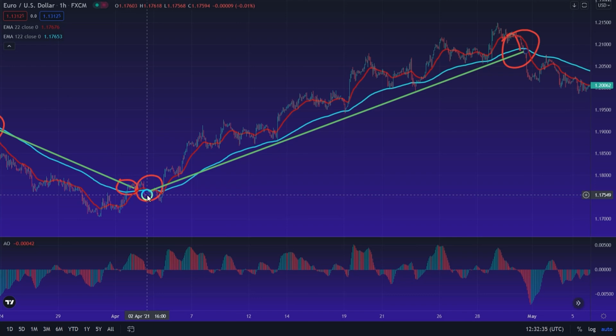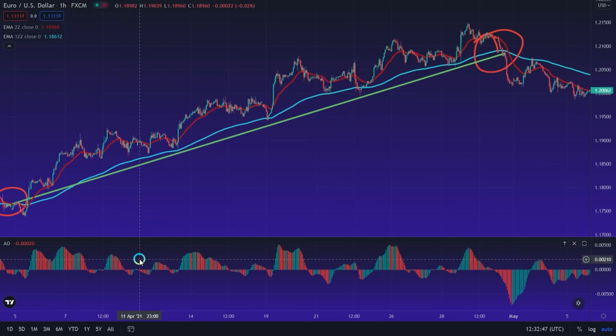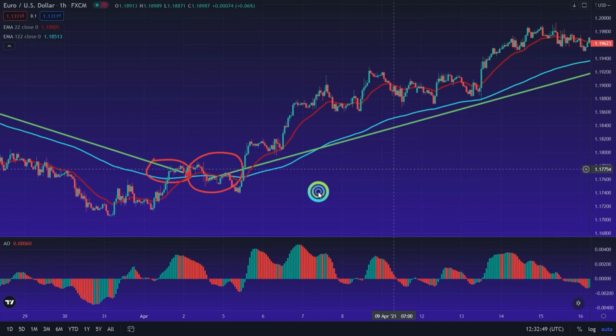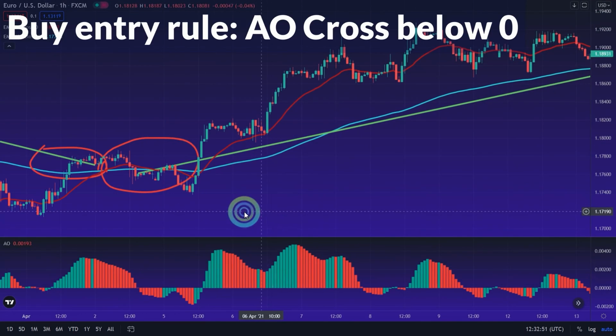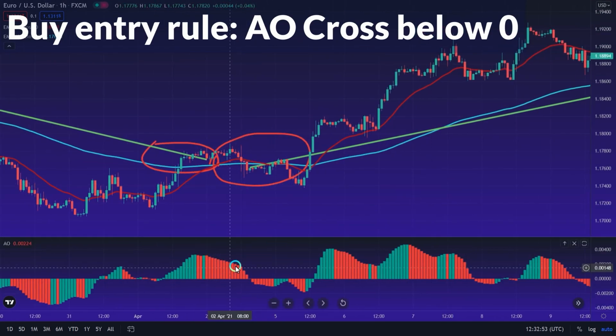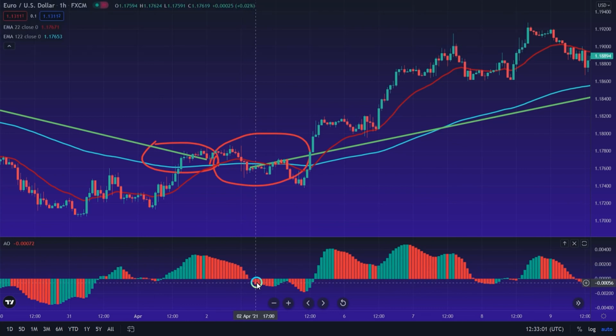So let's see. Here is the EURUSD 1 hour chart, and we will be using an Awesome Oscillator, and we will take a buy trade when the Awesome Oscillator's value crosses below 0.0, so basically the zero line. And as you can see there, it just did that, so we took a buy position, and it turned out to be a really good trade.